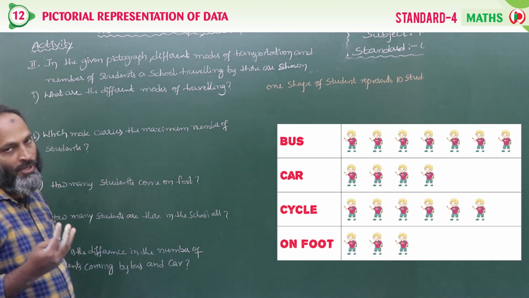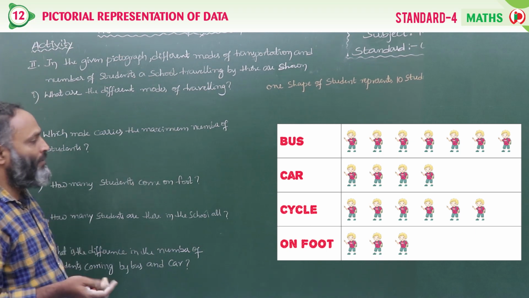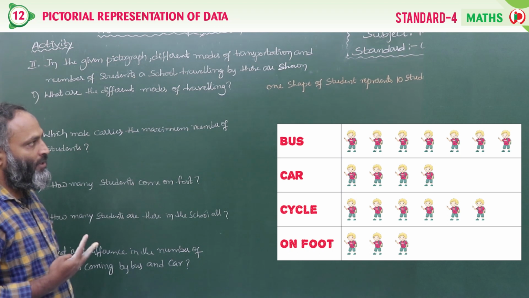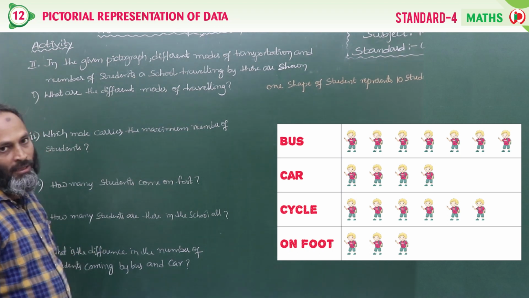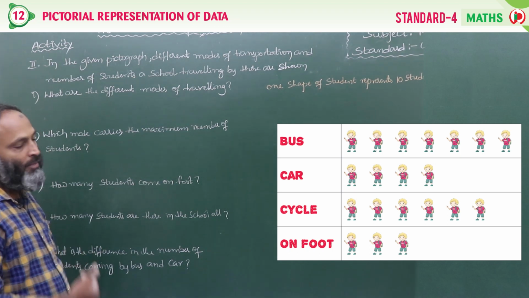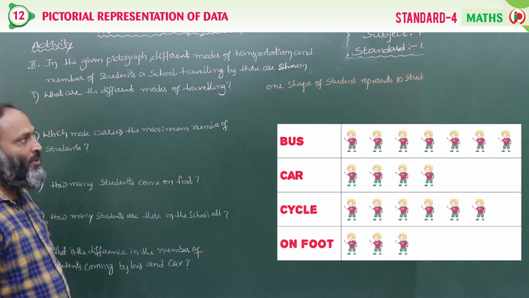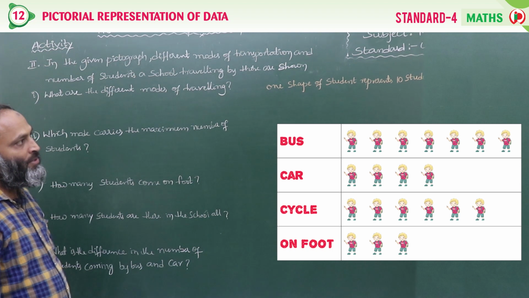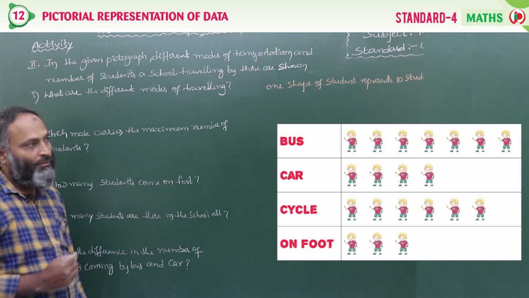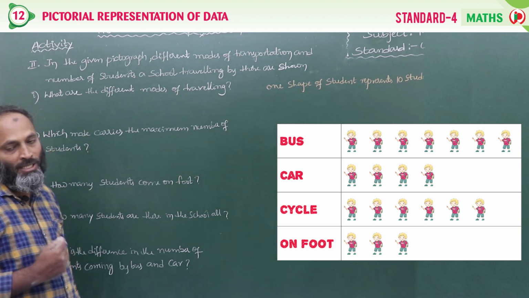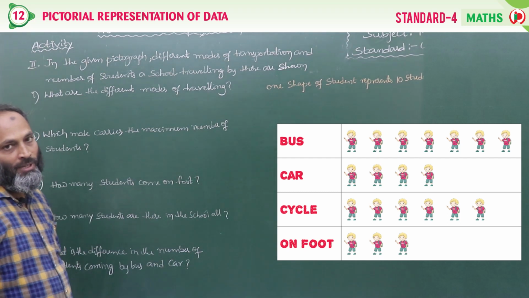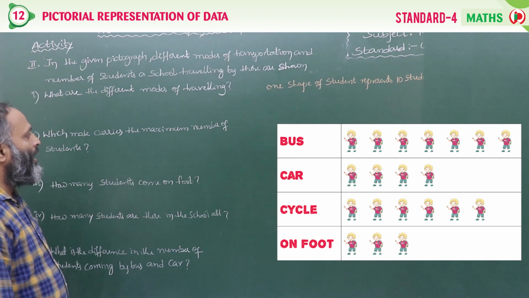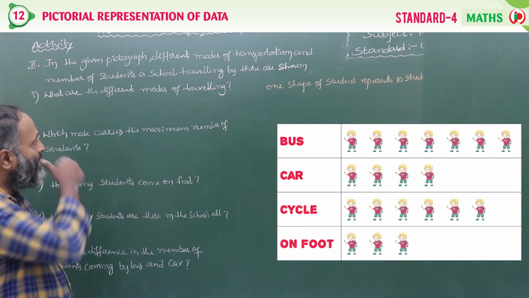So 4 transportations are given. The first one is bus, the second one is car, the third one is bicycle, and the fourth one is by foot. So these transportations they are using. Here one shape of a student represents 10 students. If one student is there, that is equal to 10. If 2, it means 20, 3 means 30, 4 means 40, 5 means 50. See here, so answer the following questions.